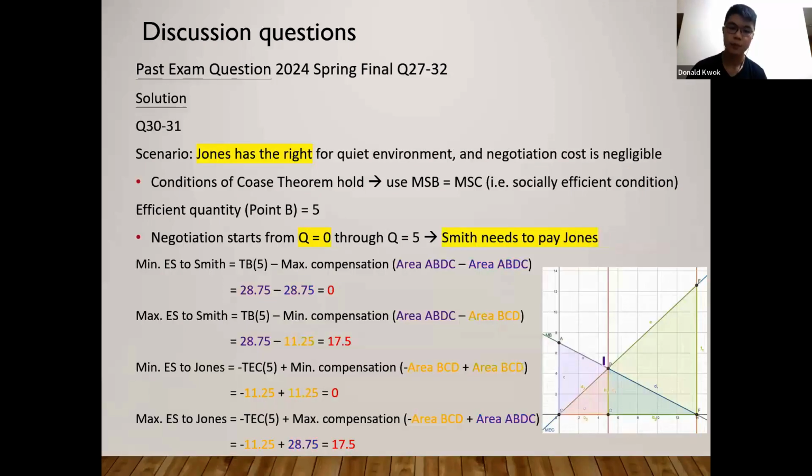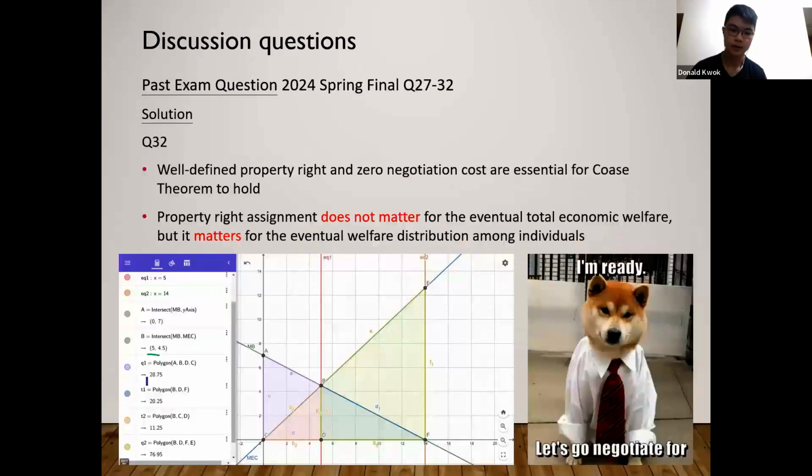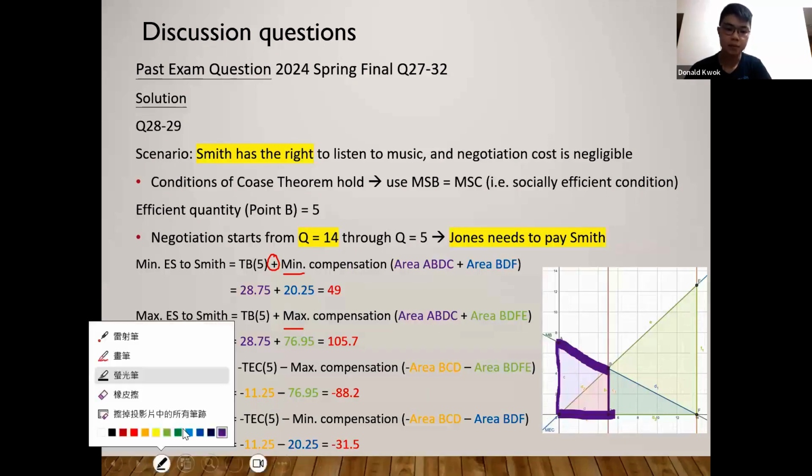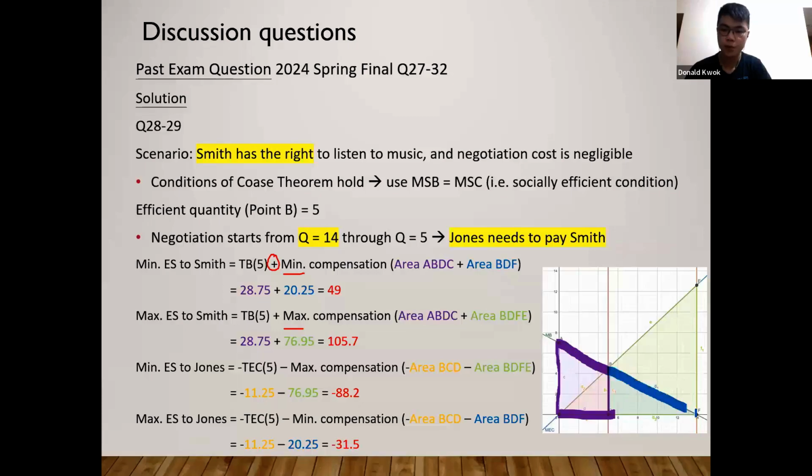So again, if you're referring to the numbers, you can go 2 slides forwards to take a look at the numbers here. Okay, I'm just going to explain the location of the areas first. Well, the minimum compensation that Smith would accept is this blue triangle. Why? Because this blue triangle is the benefit that Smith can enjoy from Q equals 5 to Q equals 14. If the compensation is even smaller than this amount, then Smith would just reject the offer from Jones and continue listening to 14 hours of loud music. So this is why the compensation has to be at least this blue triangle.